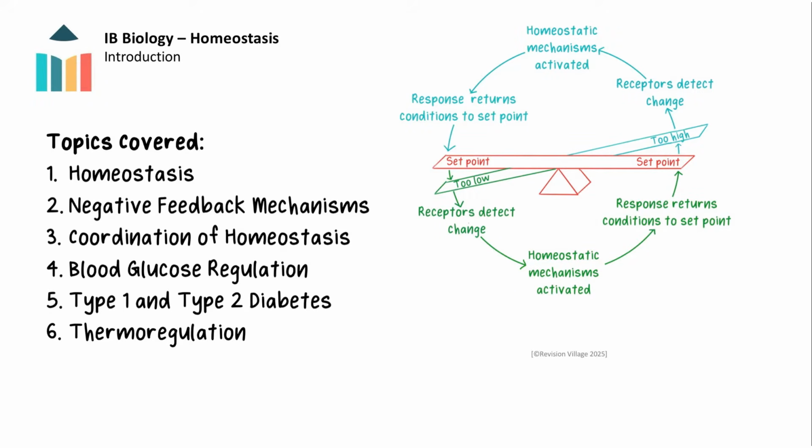This key concept video is about homeostasis. By the end of it, we will have looked at why homeostasis is so important, including negative feedback mechanisms, coordination of homeostasis, blood glucose regulation and what happens when it goes wrong, and finishing with thermoregulation.